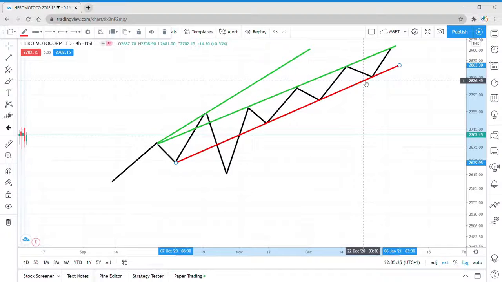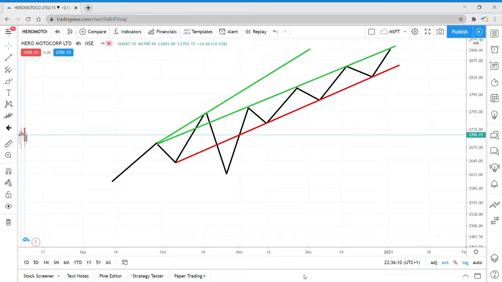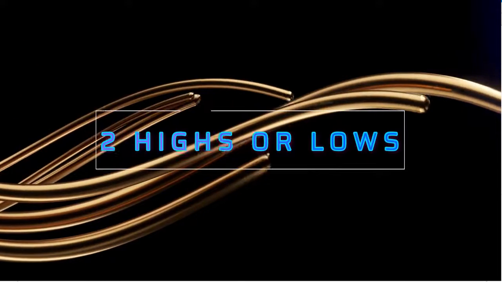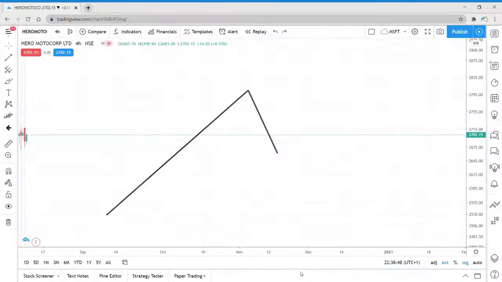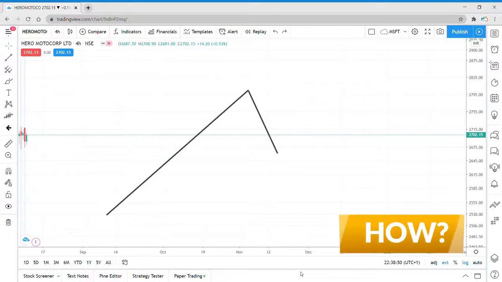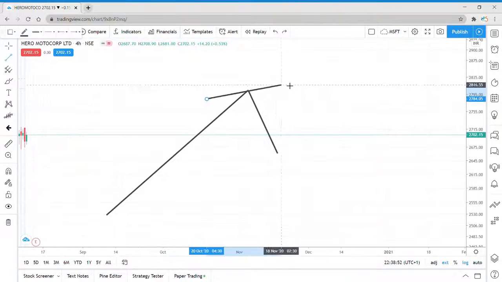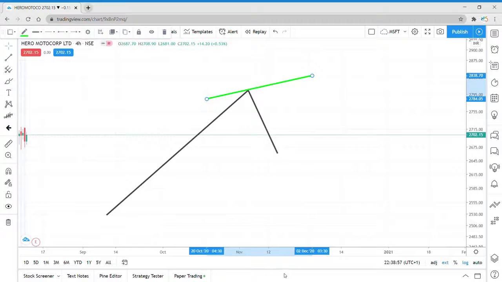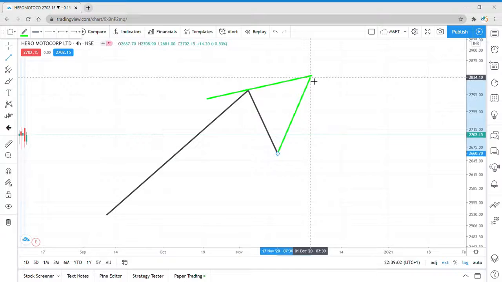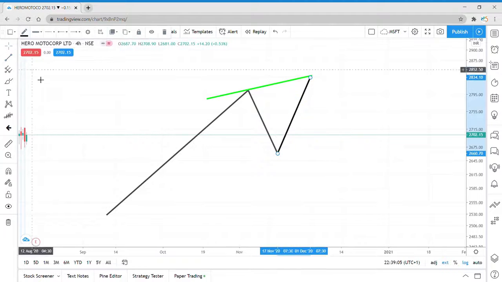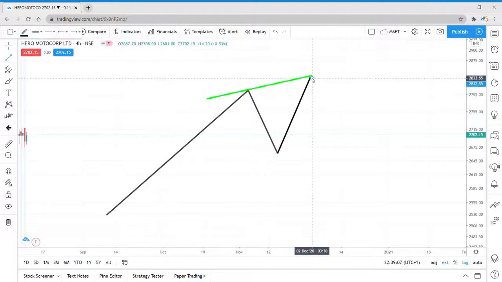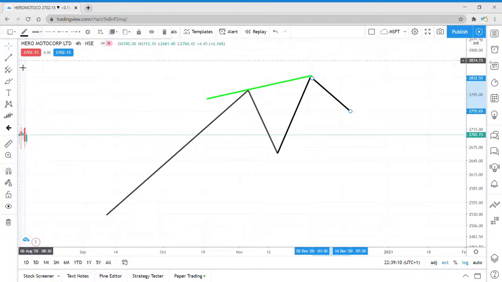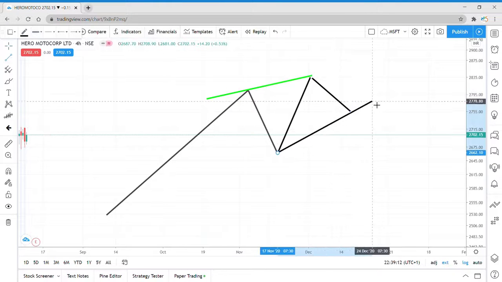Now, another important point in drawing a trend line is that it needs to connect at least two highs or lows. Take a look at this. How are you gonna draw a trend line here? You can't simply just do this. This isn't a trend line. As I've told you before, a trend line should at least hit two highs or two lows. So if it's like this, it could be a trend line. Or this could be a trend line.